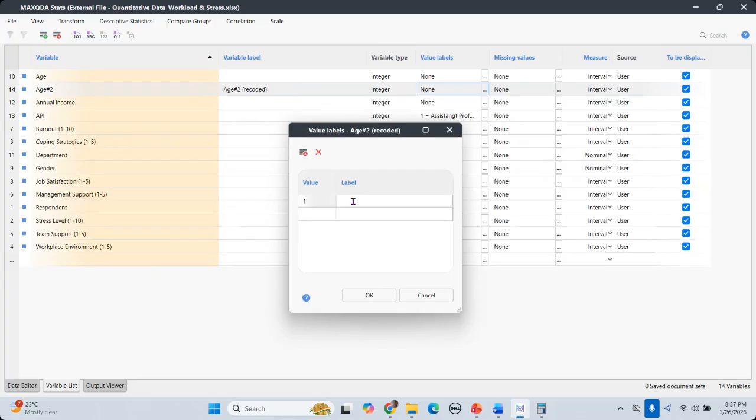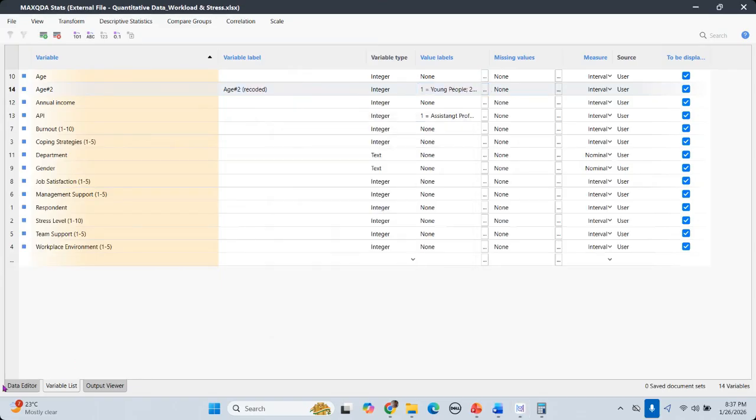One for young people. Or I can also say less than 35, something like that. Young people. 2 for elderly people. It just depends on the context of the study. You are able to define how you want to define them.